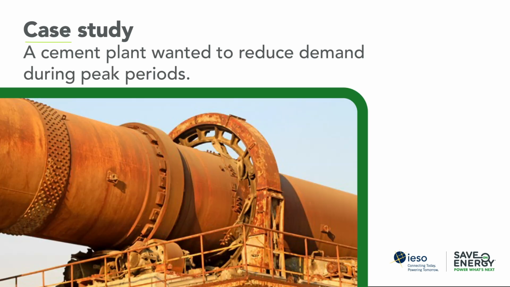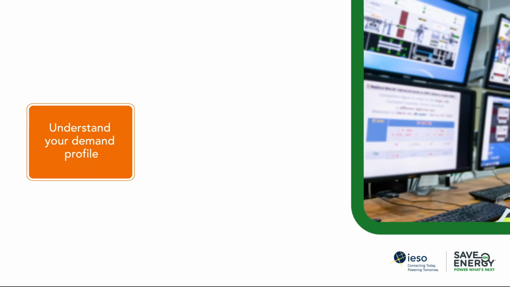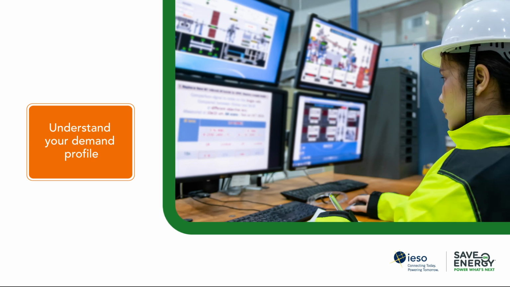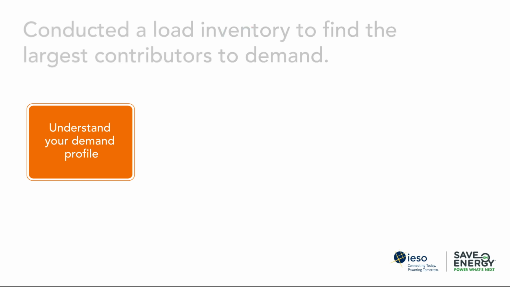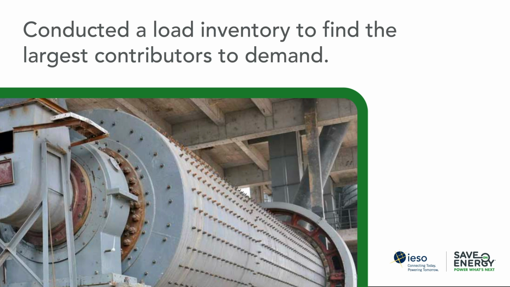As a case study, a cement plant wanted to reduce demand during peak periods. Following the four-step process, they first examined their load profile, which was fairly flat, reflecting their 24/7 operations. They then conducted a load inventory and found that the kiln, crushers, and mixers were the largest contributors to demand. They looked at their operations and realized that while the kiln had to run 24/7 and required a steady stream of material, the crushers and ball mills had some spare capacity.